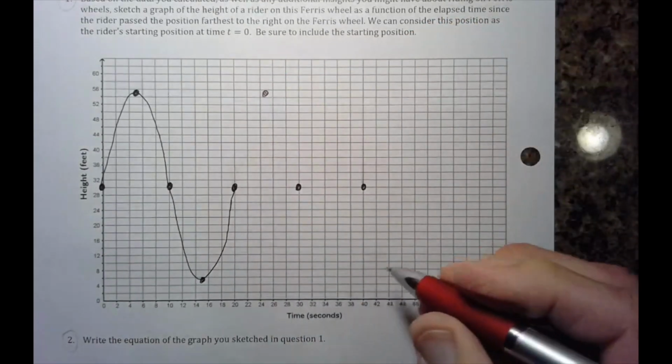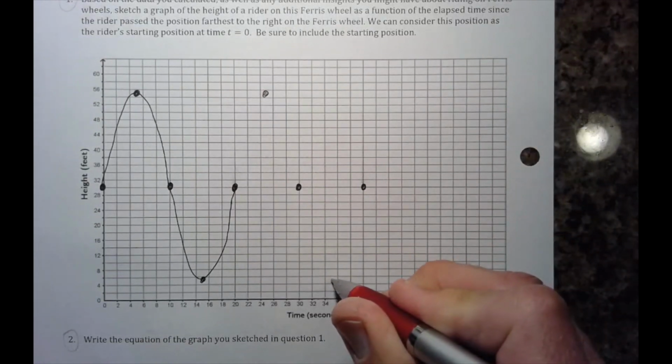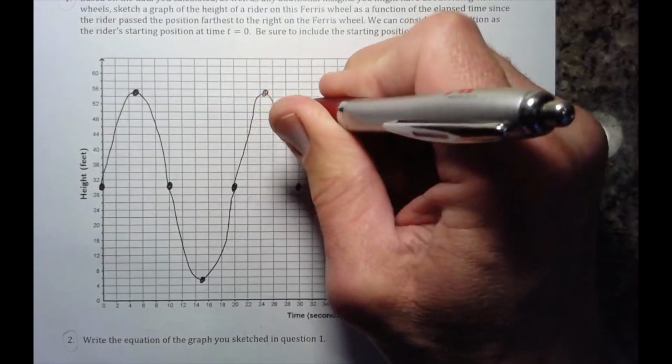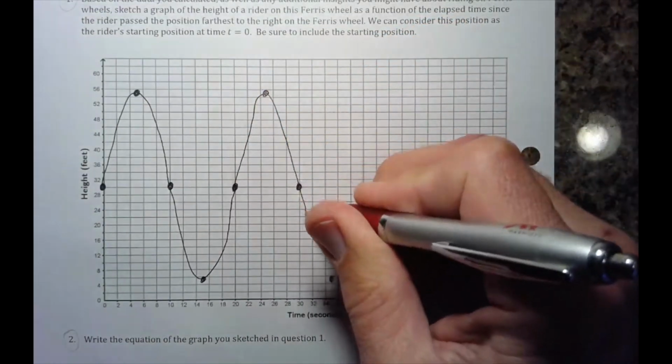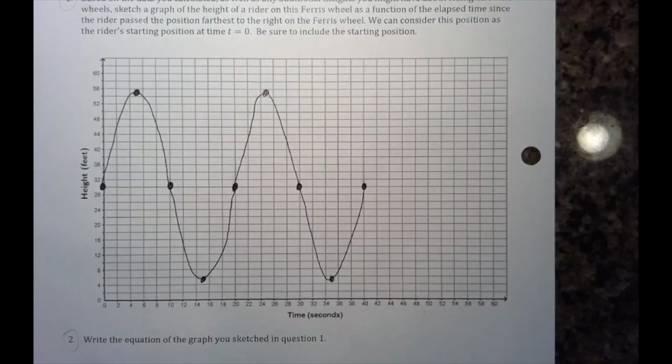And then at 35 seconds, we are close to the ground. We're 5 feet off the ground, so that's going to be right about here. And that's another graph of, as time passes, how high I am above the ground. Okay, so that's showing 2 rotations of the Ferris wheel.